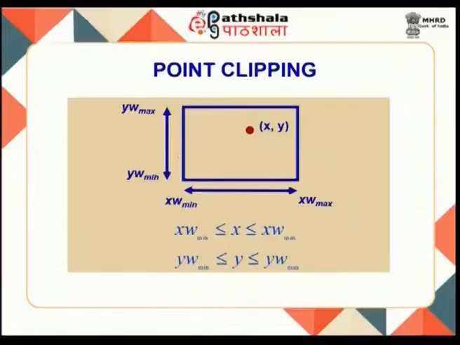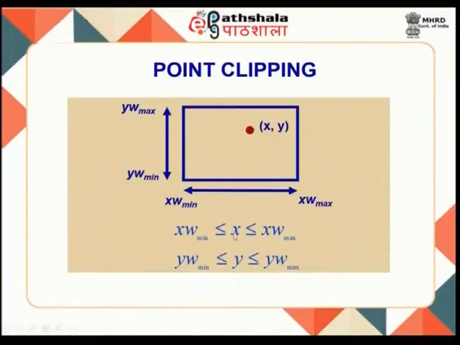For that, we can perform simple tests. Take a point x comma y, and let us assume that xw min and xw max and yw min and yw max are the 4 infinitely extending lines that make up the window boundary. Now see these two conditions: xw min less than or equal to x, less than or equal to xw max. So, the x coordinate should be between the two vertical boundaries xw min and xw max. Similarly, the y coordinate should be between the two horizontal boundaries, yw min and yw max.